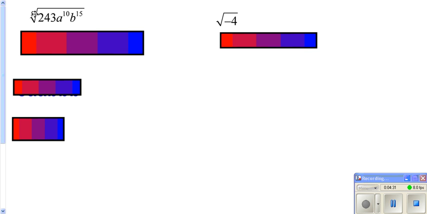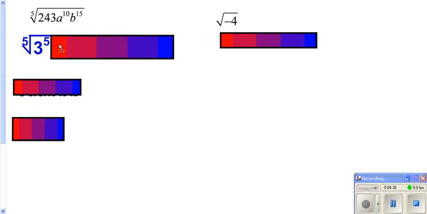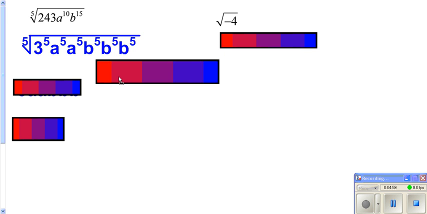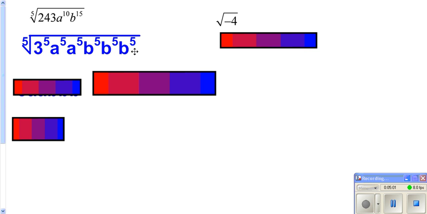Here we have a fifth root. 243 showed up in that list of numbers. So we're going to rewrite everything on the inside as something to the fifth power. 243 is 3 to the fifth. A to the 10th. 10 is larger than your 5 in front. So we're going to go a to the 5th. Well, that would leave us with a second a to the 5th. Because remember, you got to add your exponents. And same type of thing on your b's. b to the fifth, b to the fifth, and another b to the fifth.